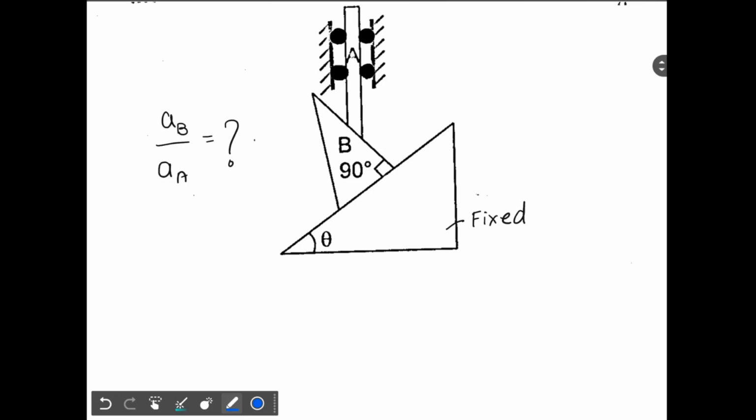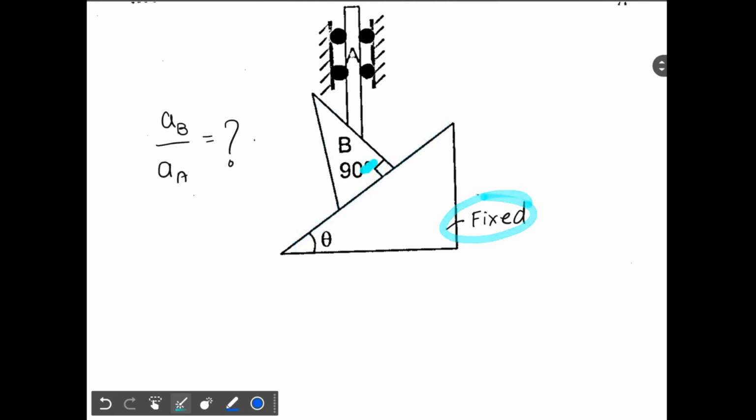Okay, here's a question we have to solve using constraint motion. So here we have got a rod. This is the rod A, which can slide down only vertically because of restriction by these rollers over here. Then we have this wedge B, which can slide on this fixed incline. The incline is fixed, right?